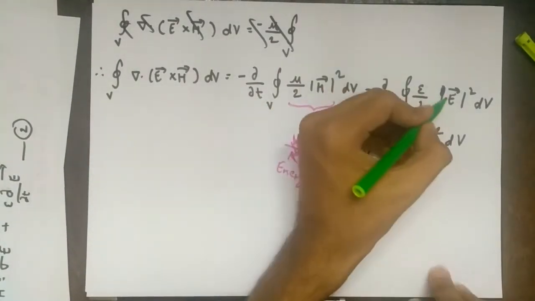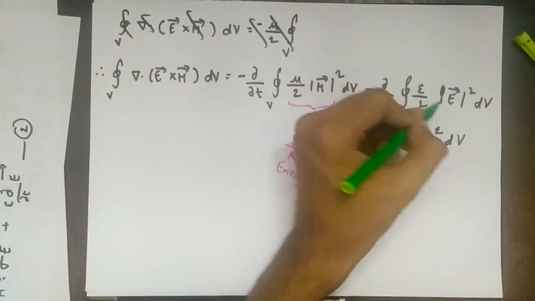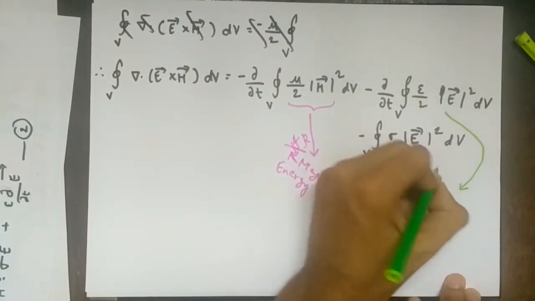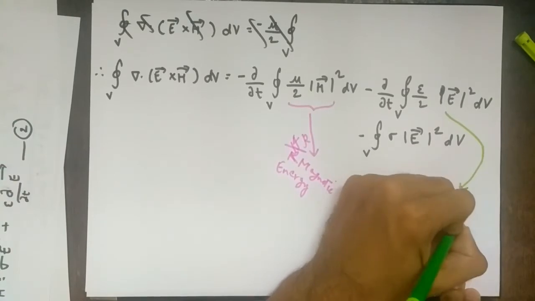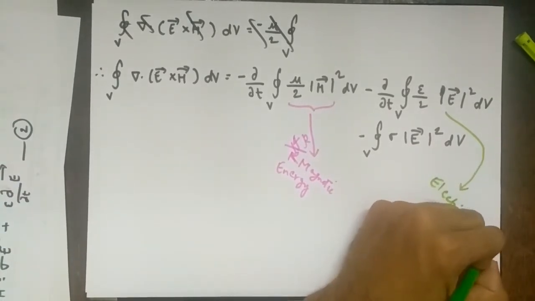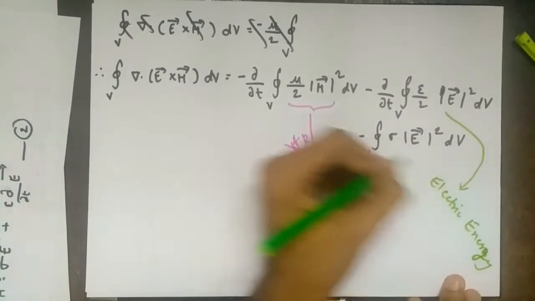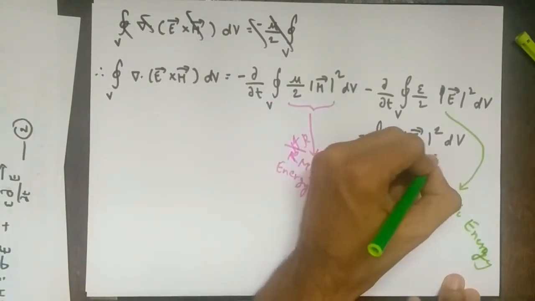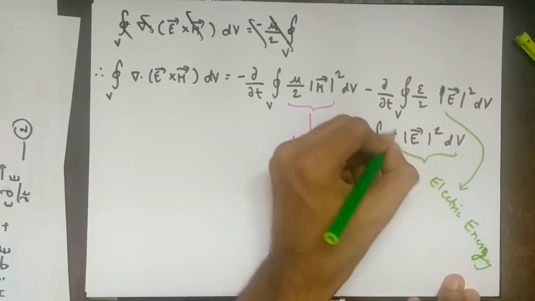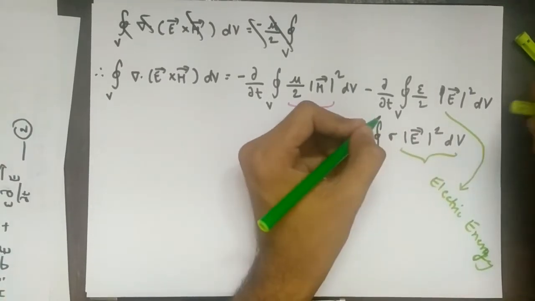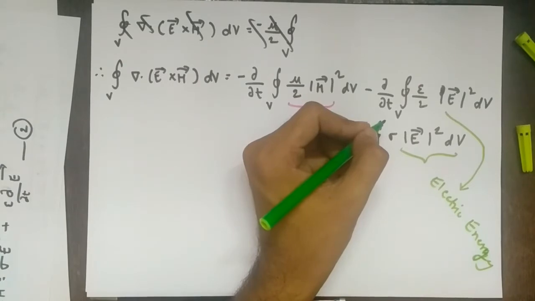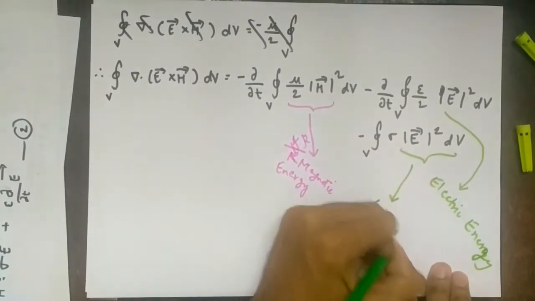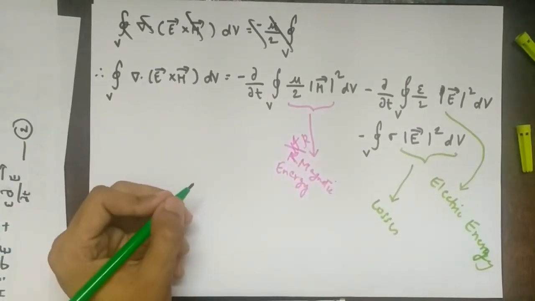Similarly, this is also E square into epsilon by 2, like V square by R. So what is this called? It will be electric energy, right? So then what is this? This introduces a term sigma. Sigma is associated with conductivity. So what does this indicate? It might be the losses. That is what we have derived from this equation, right?